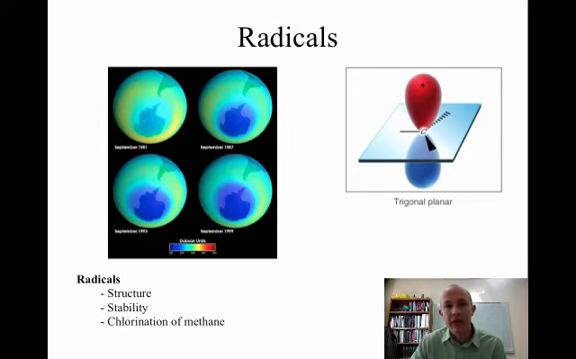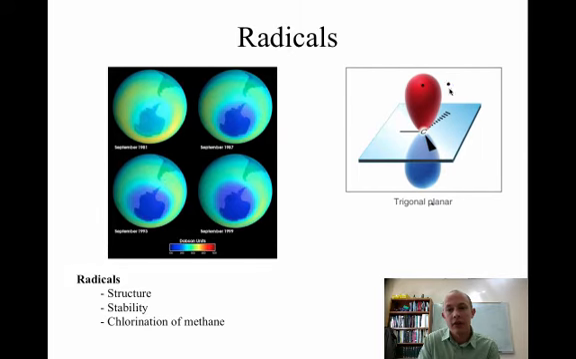In this video, we'll introduce the idea of radicals and simple reactions that radical species undergo. A radical is a carbon, at least as far as this class is concerned. A radical is going to be a carbon that has a single unpaired electron. These are very reactive species because typically electrons like to be paired.